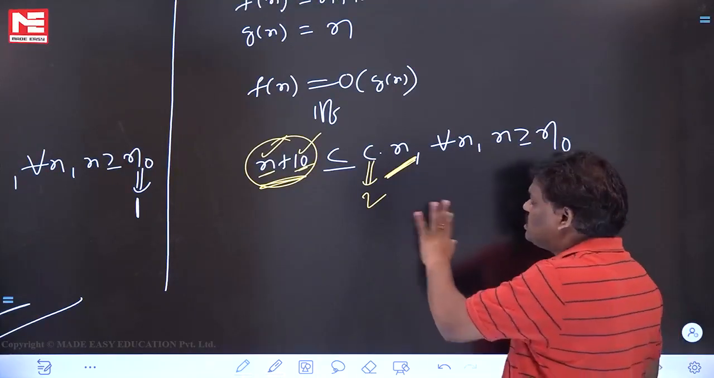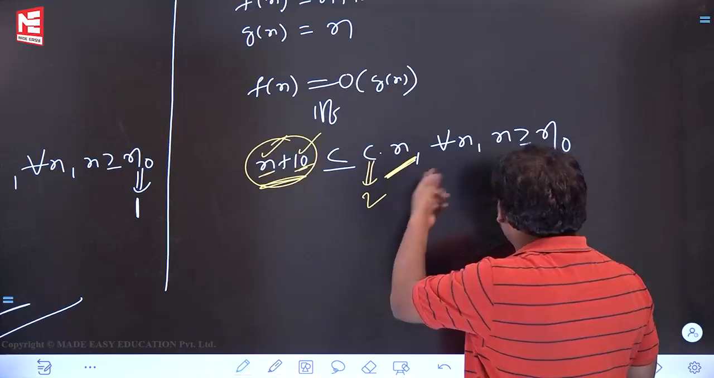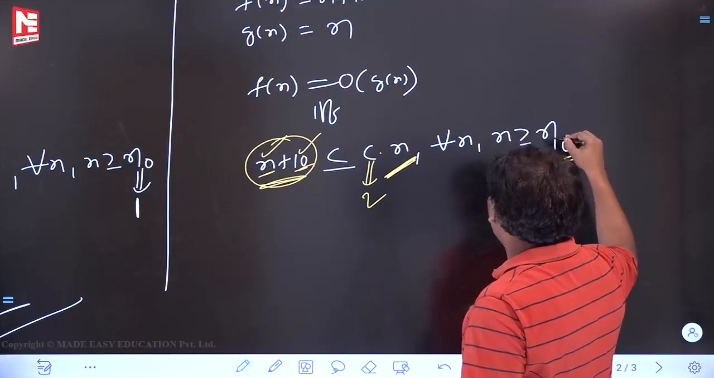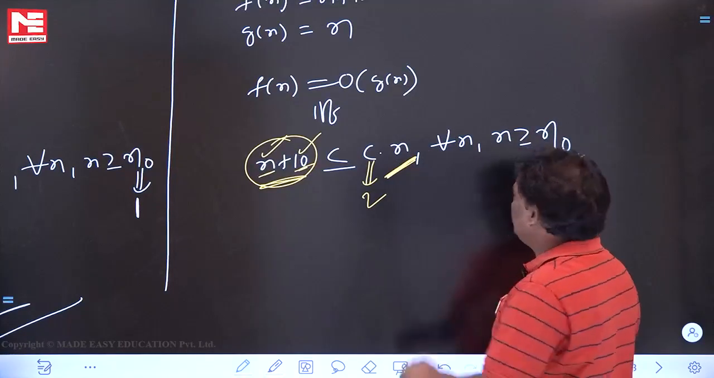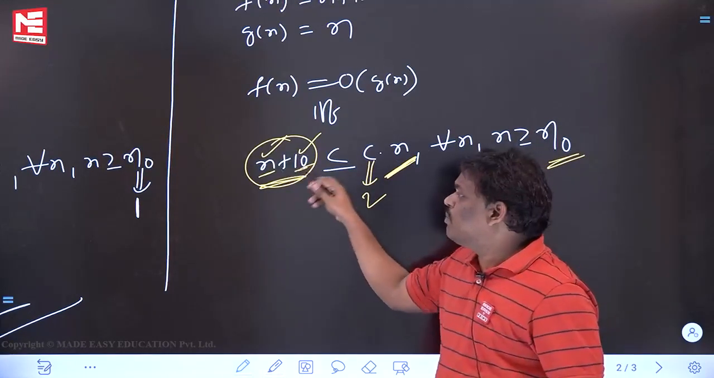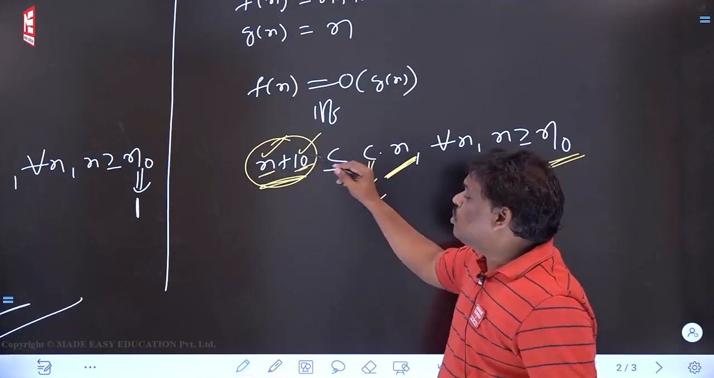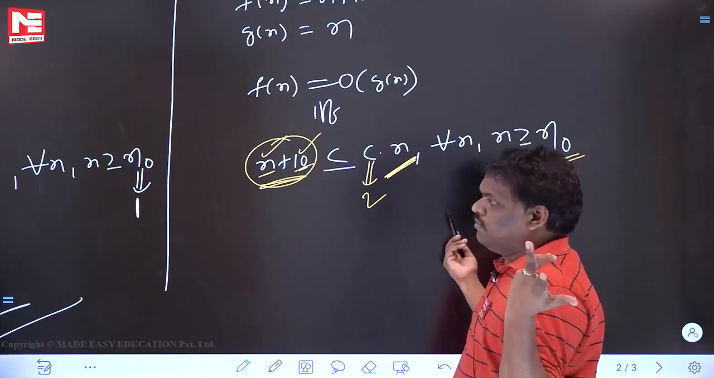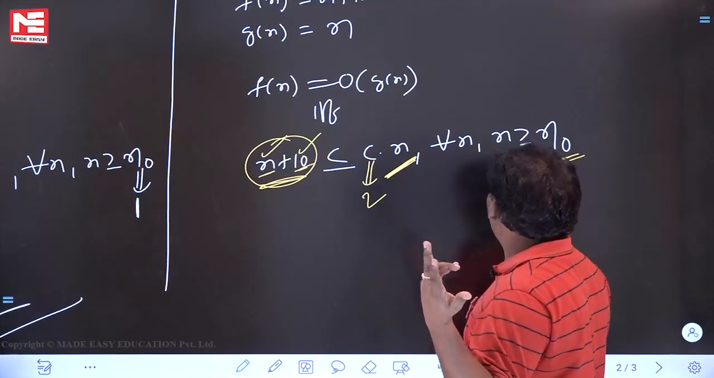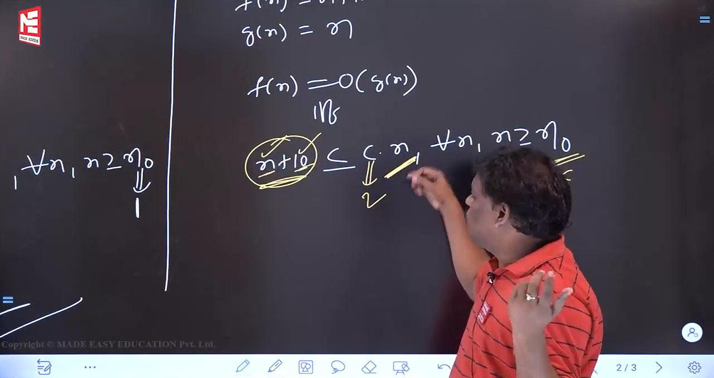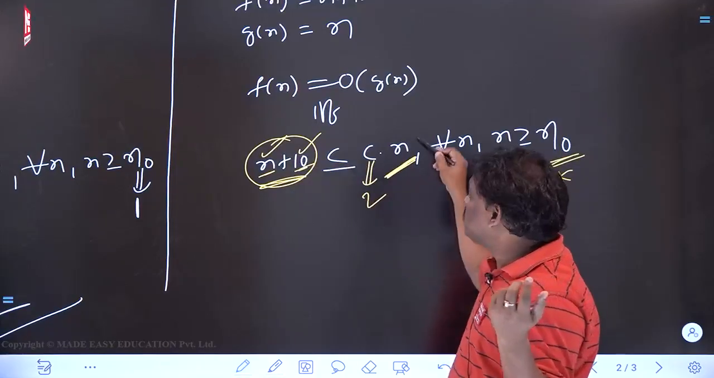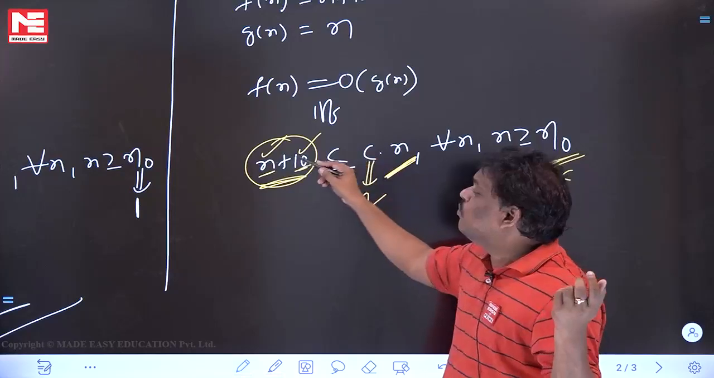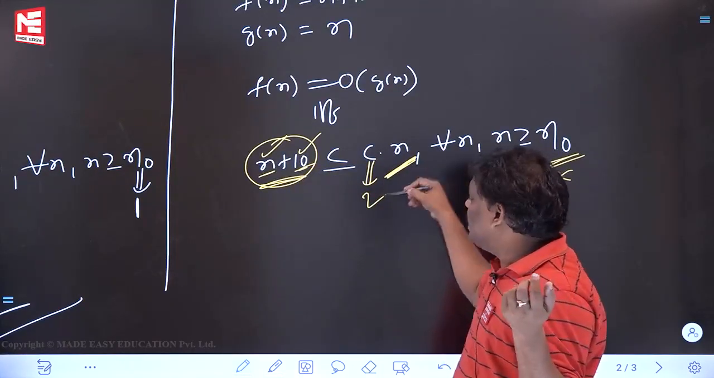Now some people are asking, sir, you adjusted C, it's okay, but what about N0? Let me check this one. For N0, you try starting from 1 onwards. If 1 fails, then try 2, like that. With N0 value 1, the left becomes 11 and the right becomes 2. So 1 fails. What about 2? It becomes 12 and 4. What about 3? It is 13 and 6. N value 4: 14 and 8. N value 5: 15 and 10.